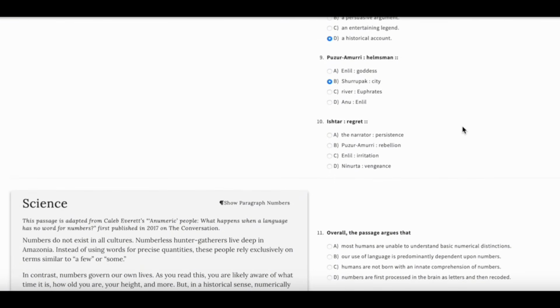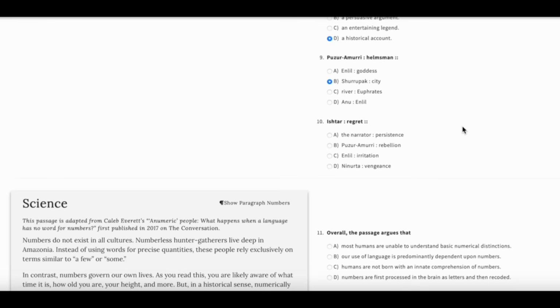Try answer choice B. Pazuramuri expresses rebellion. How's answer choice B? I don't think so. I don't think there's any mutiny on the boat. No, he's the helmsman. There's no rebellion going on. Try C.